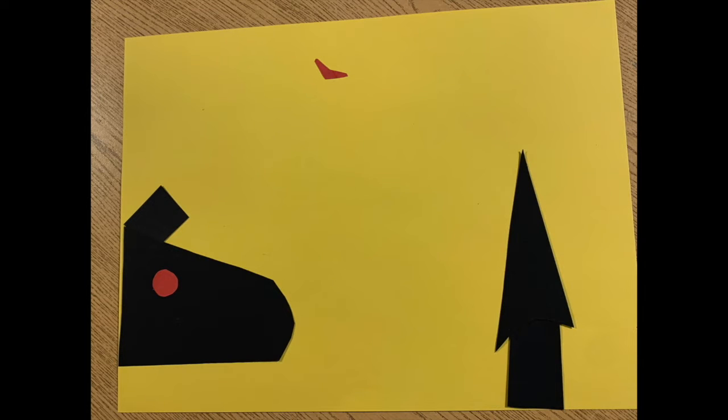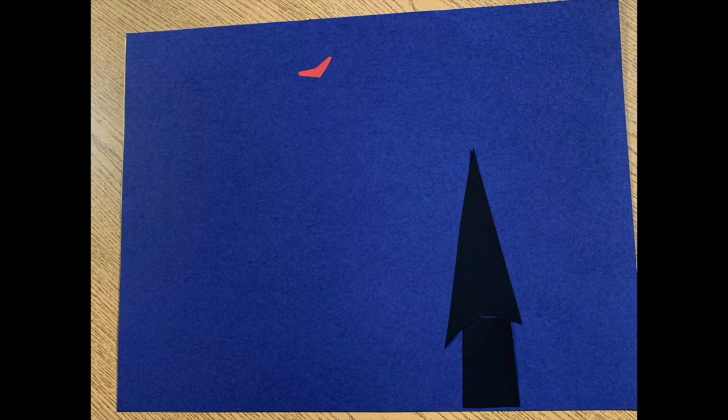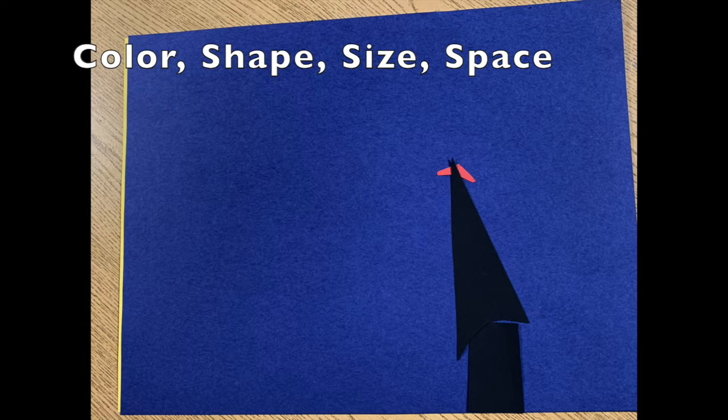That triangle becomes a little tree, and that little scrap of paper, just by putting it in the space of the sky, looks like a bird. Change the color of the background from golden yellow to dark blue, and our story goes from day to night. So you see, artists, we can cut papers into simple shapes to symbolize settings and characters in a story. And we can change the color, shape, size, and space to change the story.